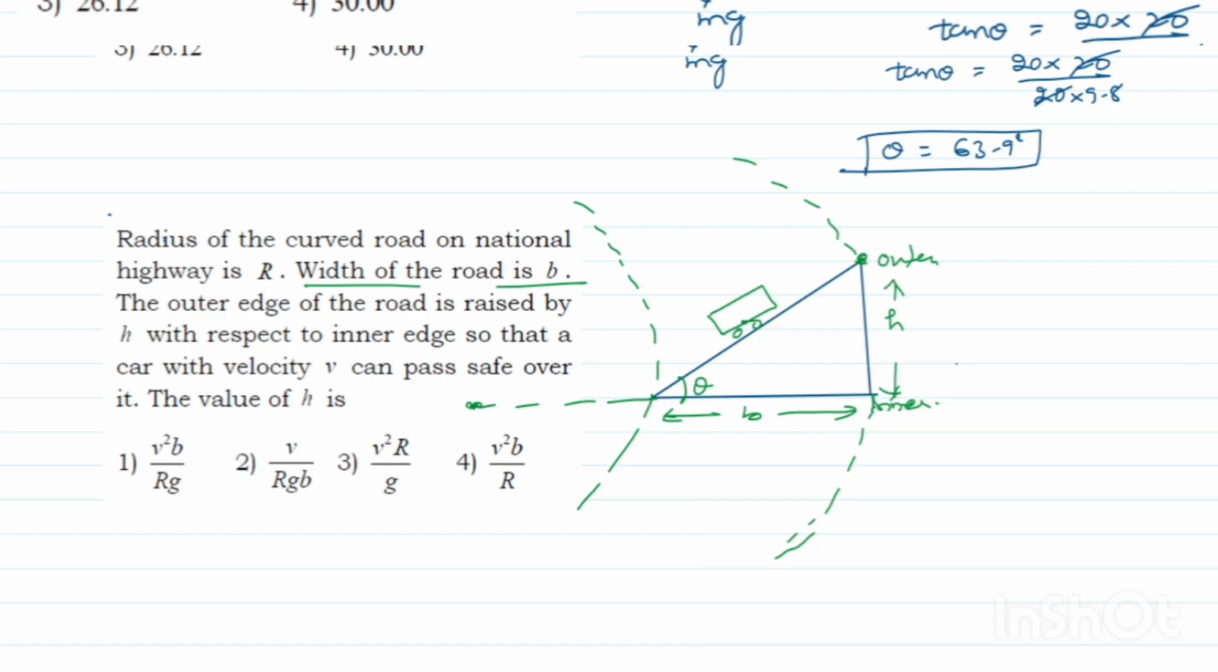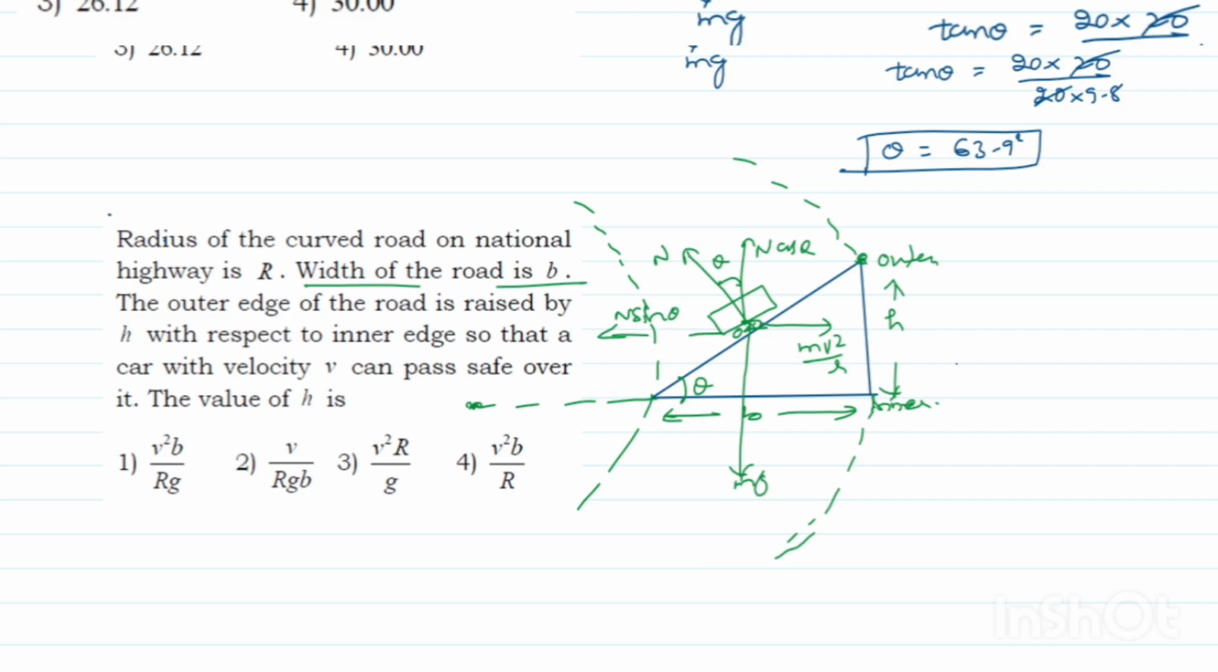Now when the vehicle is making a turn, at the point of contact the normal reaction is going to be perpendicular to the surface of contact. This is theta, and this is the weight, mg. When resolving, we get N cos theta and N sin theta, and an outward force you can take as mv square by r.